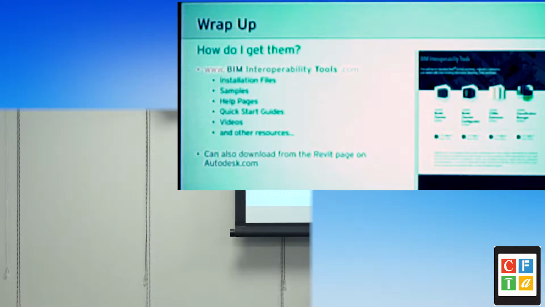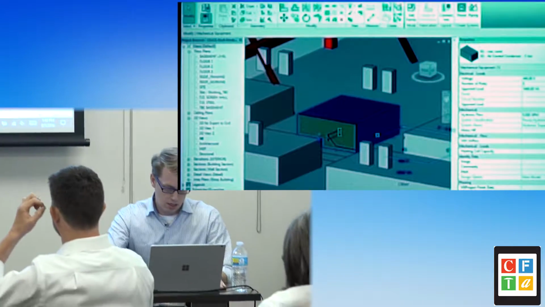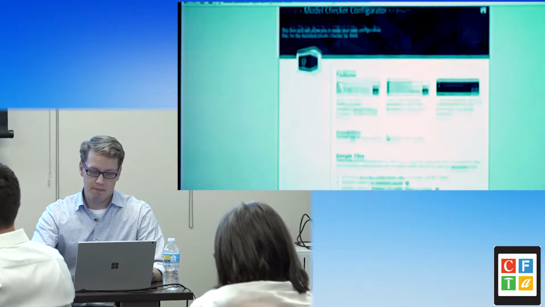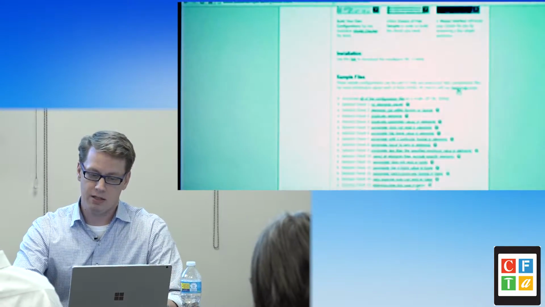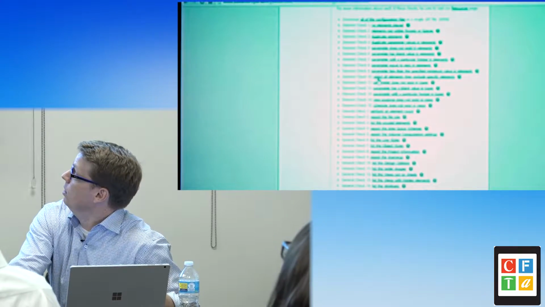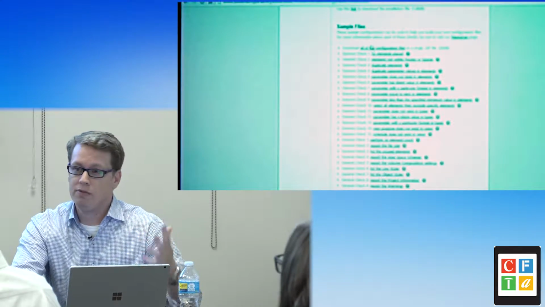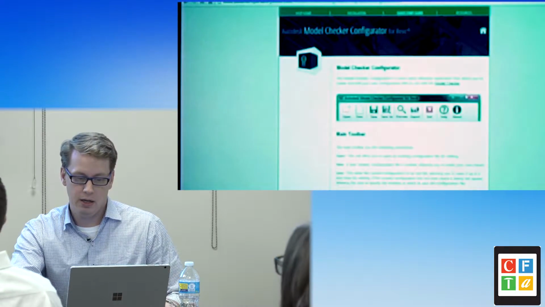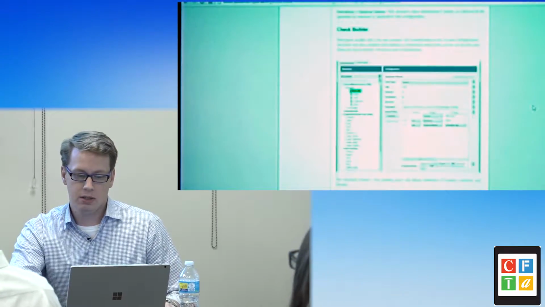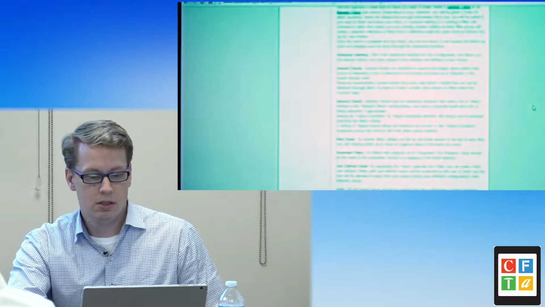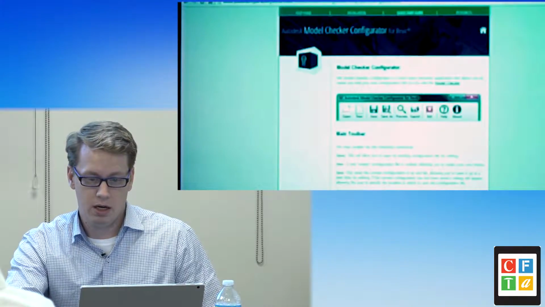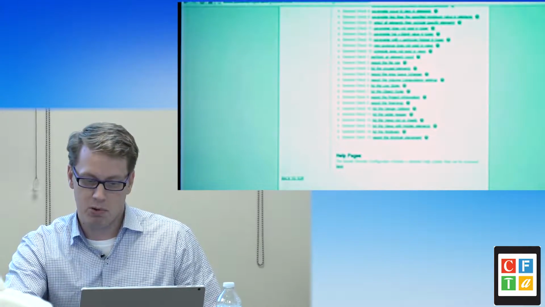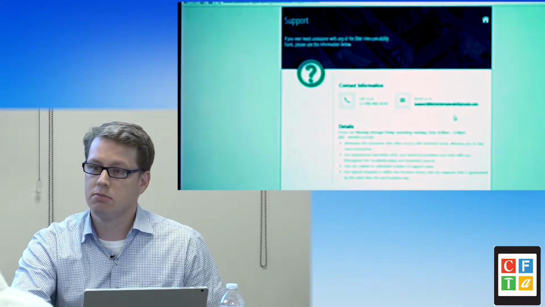So as an example, that's the website. I click on the model checker configurator. Here's some features. Here's the installation files. Look at all these sample files. If you don't want to download them one by one, you can download a zip file with all of them in it. And then there's a complete set of help pages up here. So here's the quick start guide. This walks you through how to use it, talks about all the different features of it. So all of that is up there. If you click on support anywhere, I'll do the model checker. If I click on support, you can call or email us to get support on it.